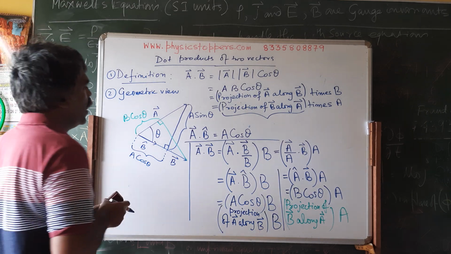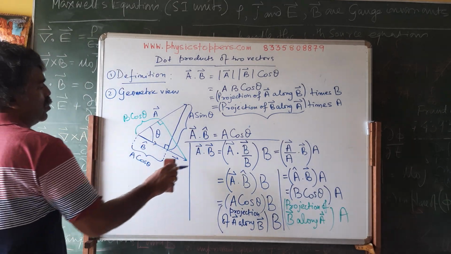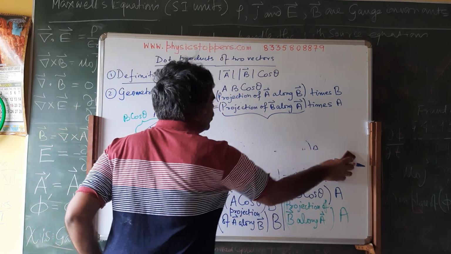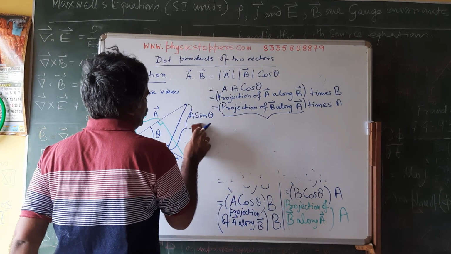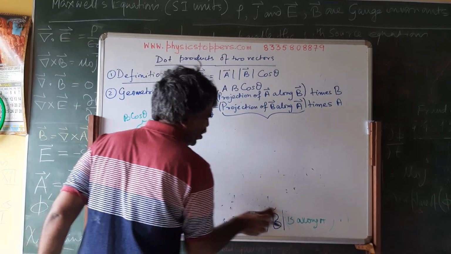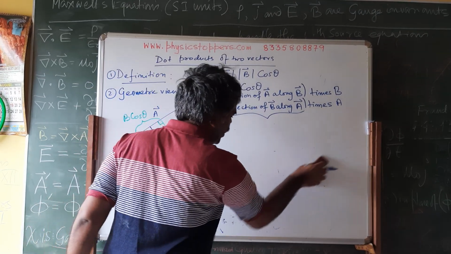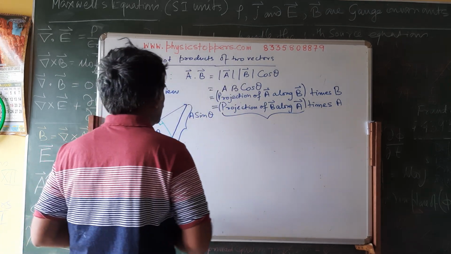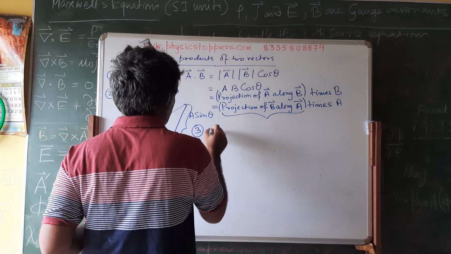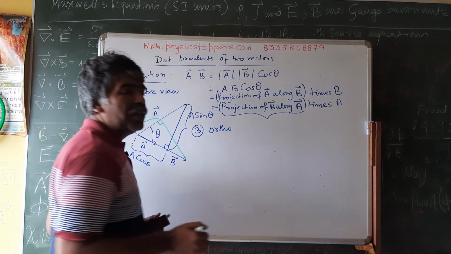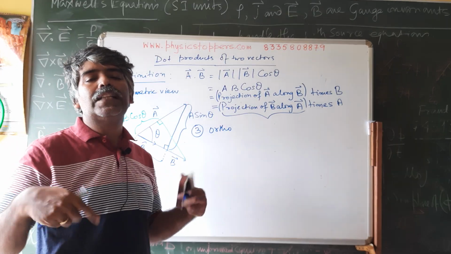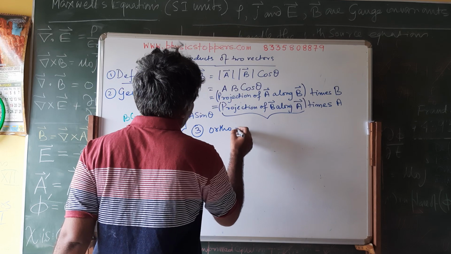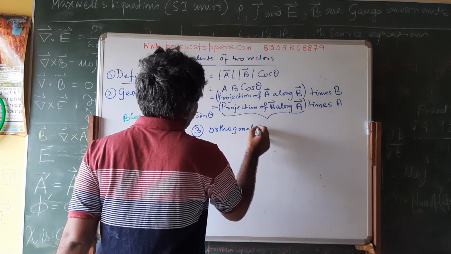Okay, now let's look at orthogonality. Orthogonality is also the same thing. I am just erasing this part. Suppose if A dot B is 0, what does that mean? 3. Orthogonality. If two vectors are perpendicular, you can say that they are orthogonal to each other. So that's the statement, orthogonality.